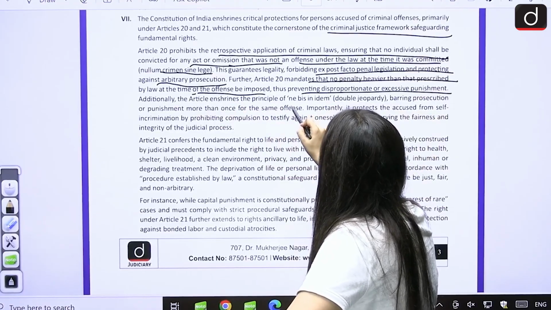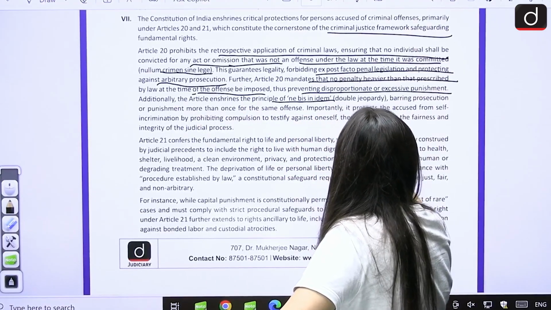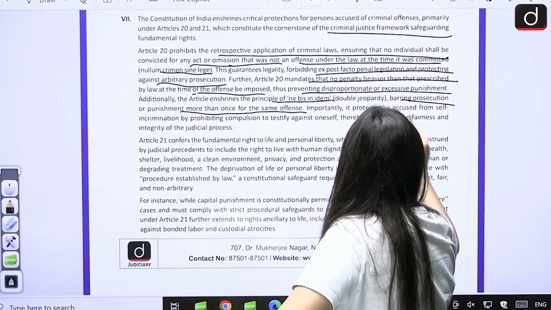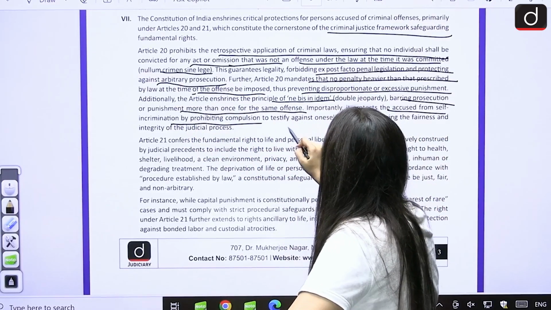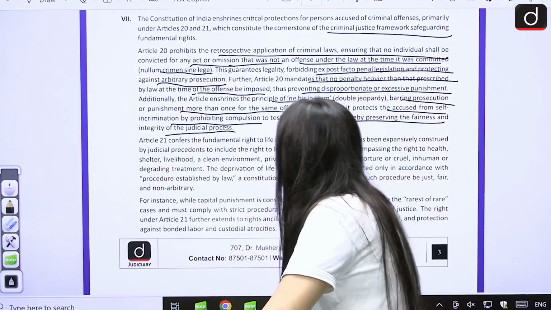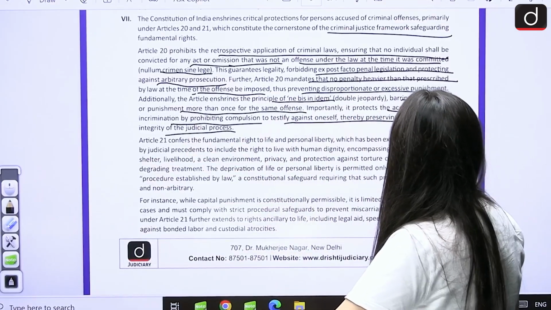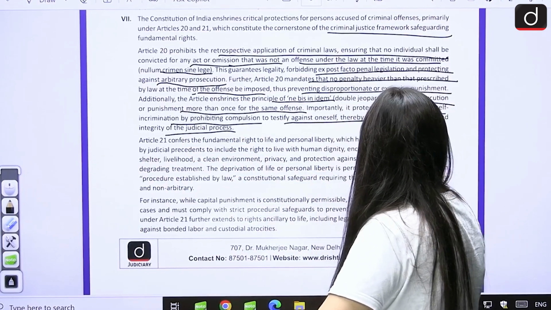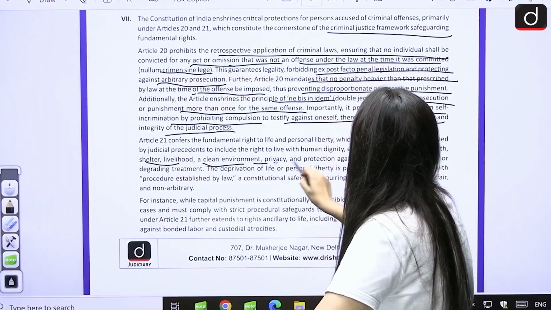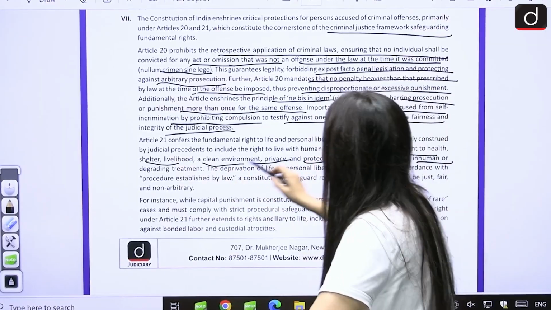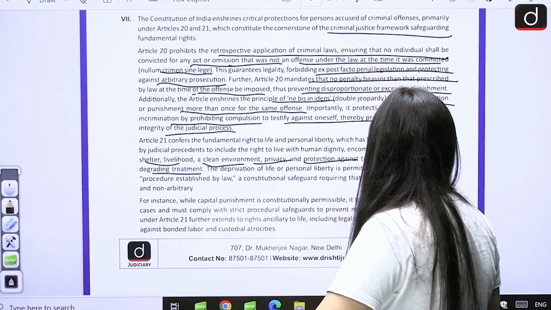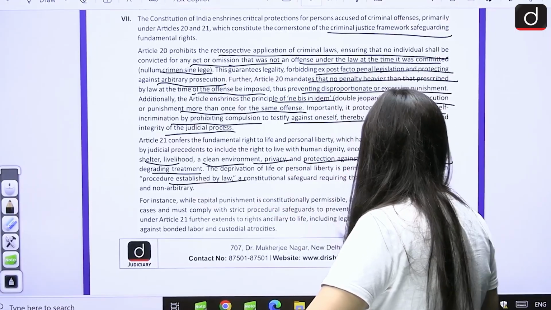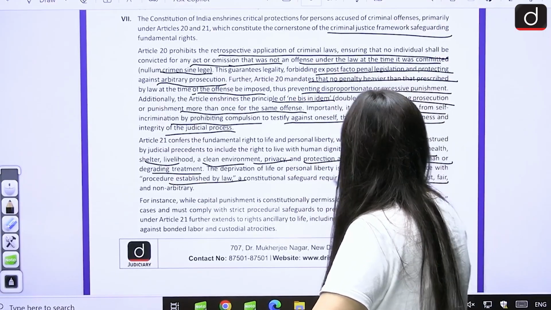Additionally, it enshrines the principle of ne bis in idem, double jeopardy, barring prosecution or punishment more than once for the same offence. Importantly, it protects the individual from self-incrimination, prohibiting compulsion to testify against oneself, preserving integrity. Okay. Article 21 confers the fundamental right to life and personal liberty, expansively construed by judicial precedents, to live with human dignity encompassing health, shelter, livelihood, clean environment, privacy, protection against torture or cruel, inhuman or degrading treatment, deprivation not in accordance with procedure established by law, a constitutional safeguard requiring that such procedure be just, fair and non-arbitrary.